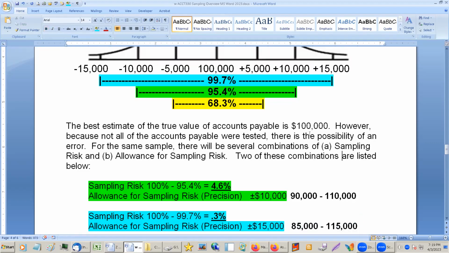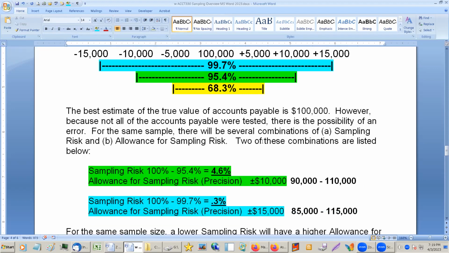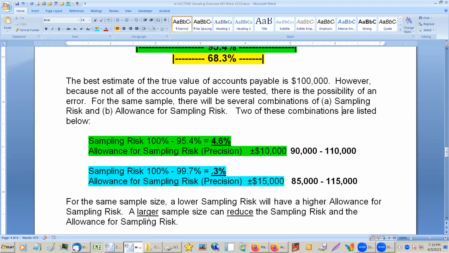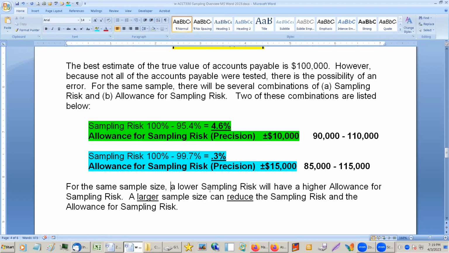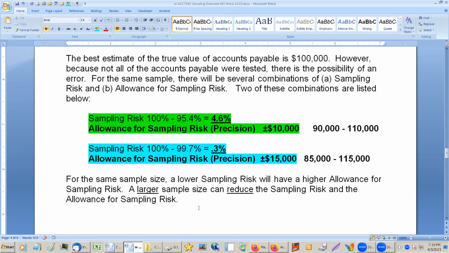So the more sure you are, given the same sample size, the larger the allowance for sampling risk. So the allowance for sampling risk is going to be larger with the lower sampling risk, given the same sample size.